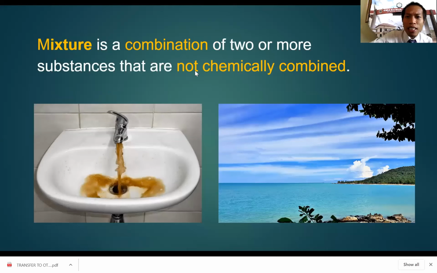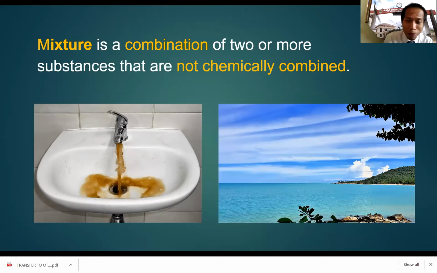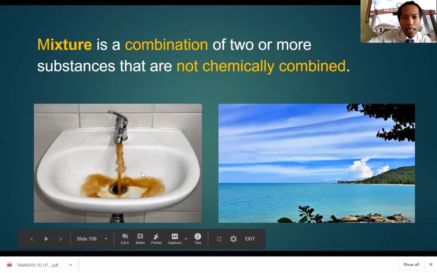So which one is the mixture? The mixture is also a combination, but it is not chemically combined. For example, water and soil, air dan tanah, combined together to form a mixture that can easily be separated. And the chemical properties do not change. This is a mixture. Air laut, water and salt come together to form salty water. This is also a mixture, but this one is not chemically mixed. They can easily be separated. So this kind of mixture is called a mixture itself.